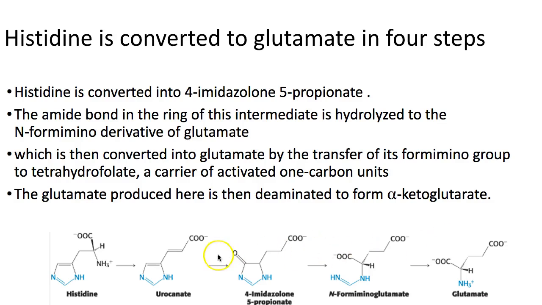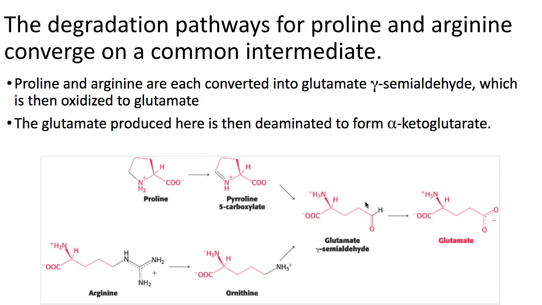And so this is just basic knowledge of histidine going through different reactions to end up forming glutamate. You do not need to memorize this reaction. Just use it as a source of reference. Same thing with this one, but just know that proline and arginine both get broken down to glutamate gamma-semialdehyde, and from there it gets converted to glutamate.